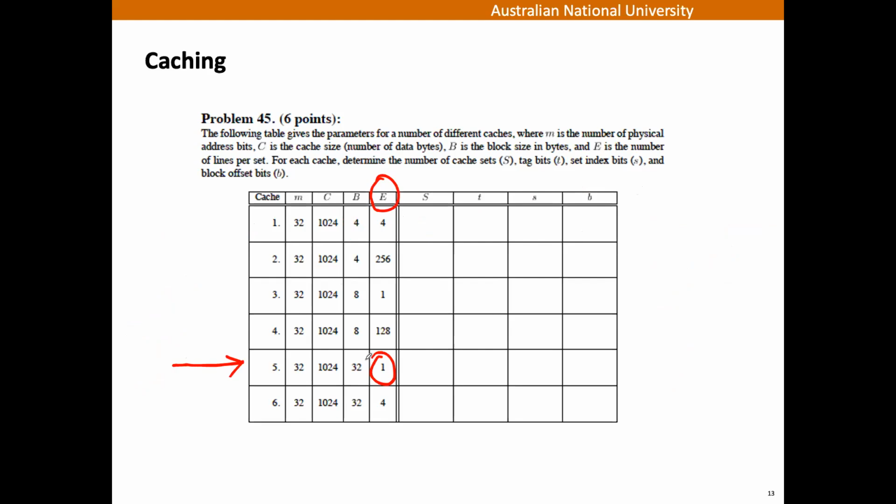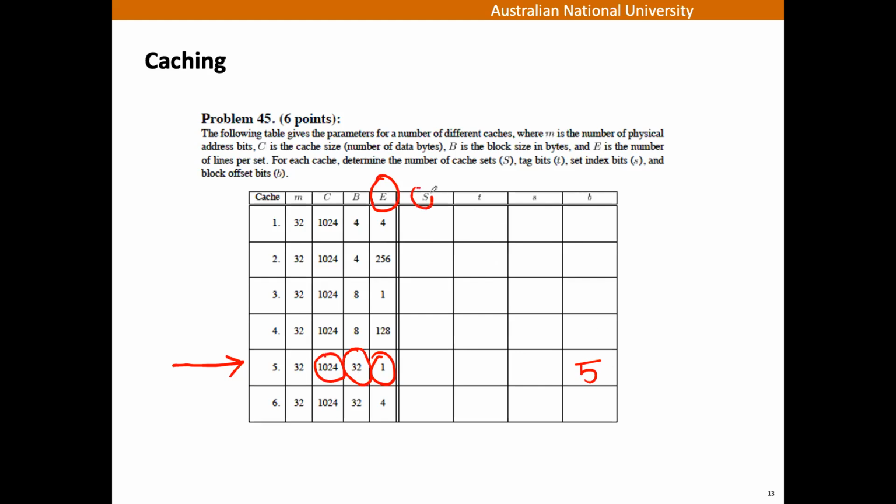It's a direct map cache. So how many bits do I need? So this is my same cache size. How many bits do I need to index a byte in the block? So my block size is 32 bytes, right? So I need 5 bits. You can fill in the easiest columns first and then move to the next.